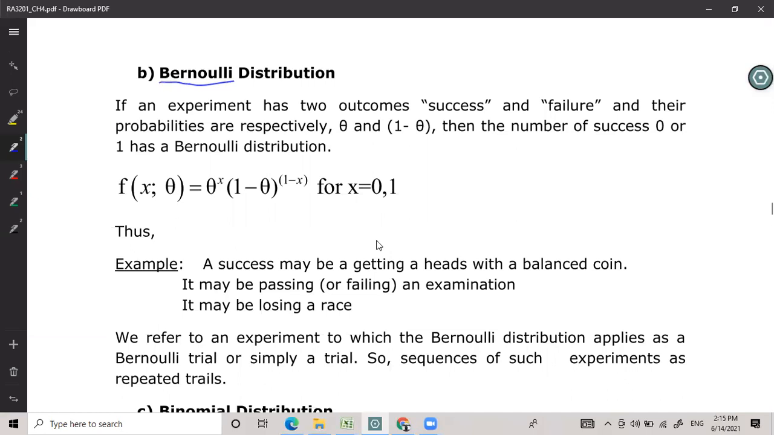Who's Bernoulli? Jacob Bernoulli? You have done physics, right? You have the Bernoulli law. So that's the same Bernoulli.